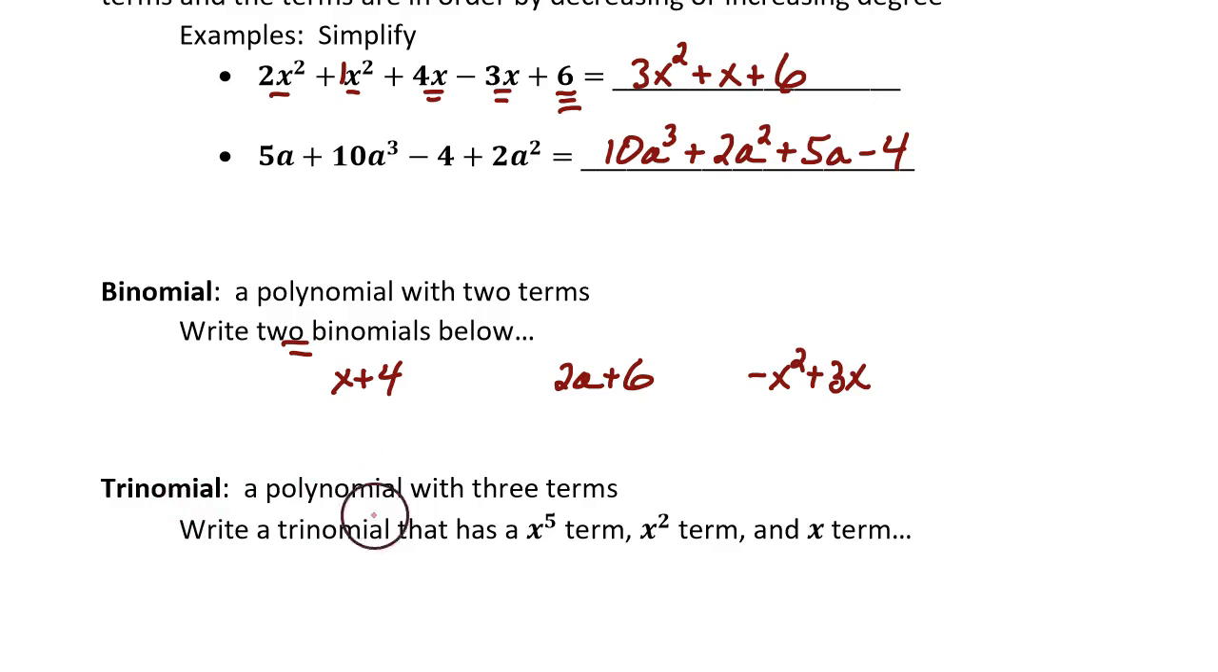Next, trinomial, a polynomial with three terms. Write a trinomial that has an x to the 5th term, x squared term, and x term. I'll pause the video for you to do that. Again, answers will vary, but here's one possibility: 3x to the 5th plus 4x squared plus x. I'm completely making up the coefficients that I'm putting in front of my terms.